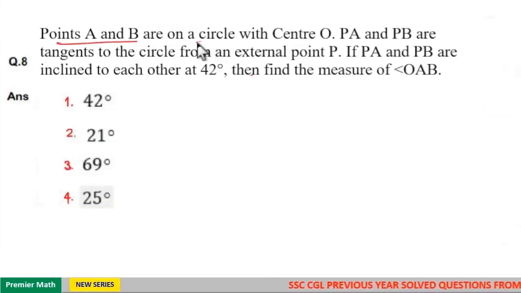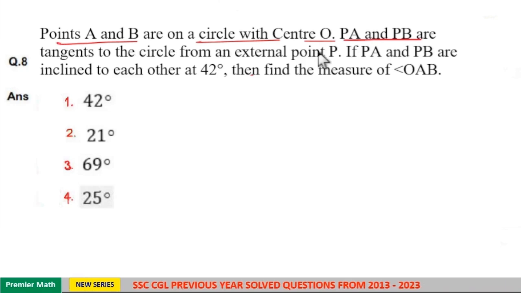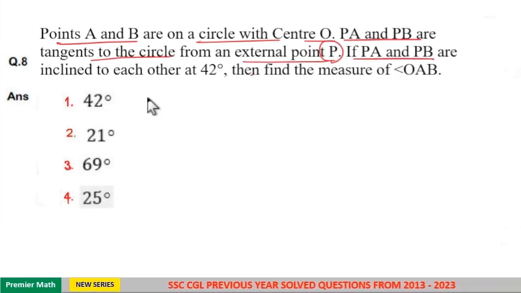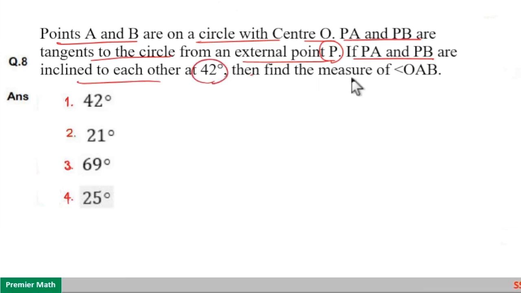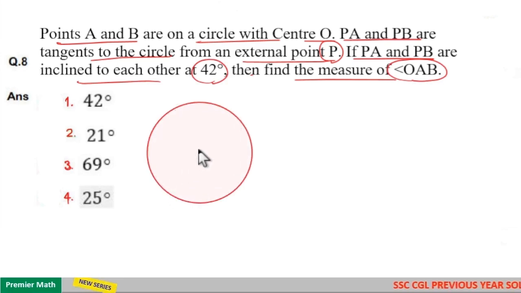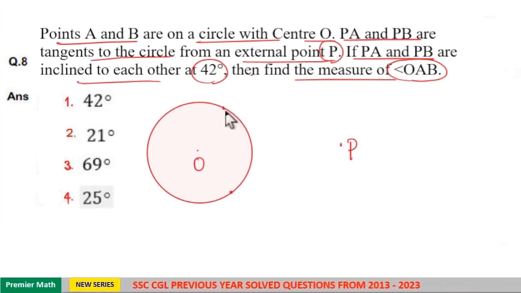Points A and B are on a circle with center O. PA and PB are tangents to the circle from an external point P. If PA and PB are inclined to each other at 42 degrees, then find the measure of angle OAB. Here, this is the circle with center O. Now, P is an external point and PA and PB are two tangents.